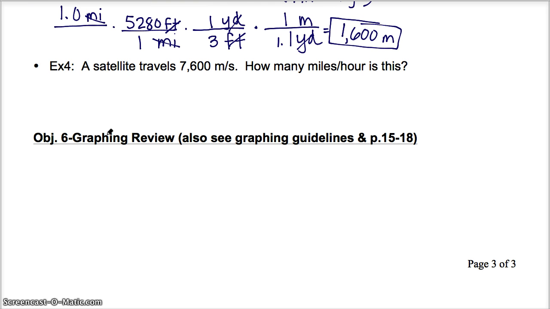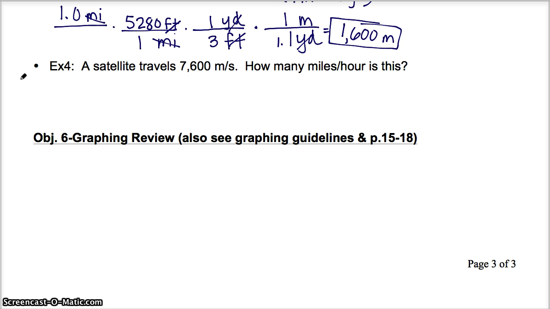Okay, this is the last example here. We're going to go ahead and work with this 7,600 meters per second. And this is about how fast a satellite travels, and we want to see how many miles per hour this would be. So make sure you leave a lot of room here because this is a longer one.